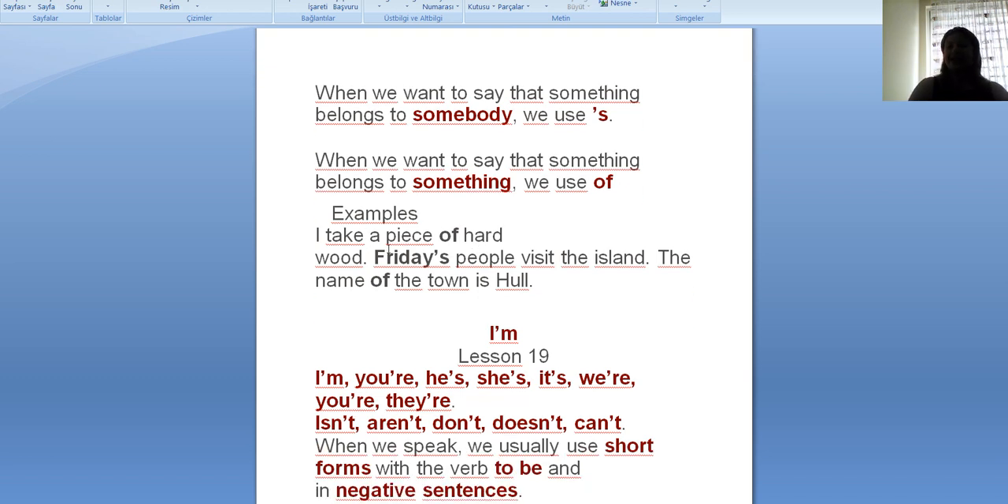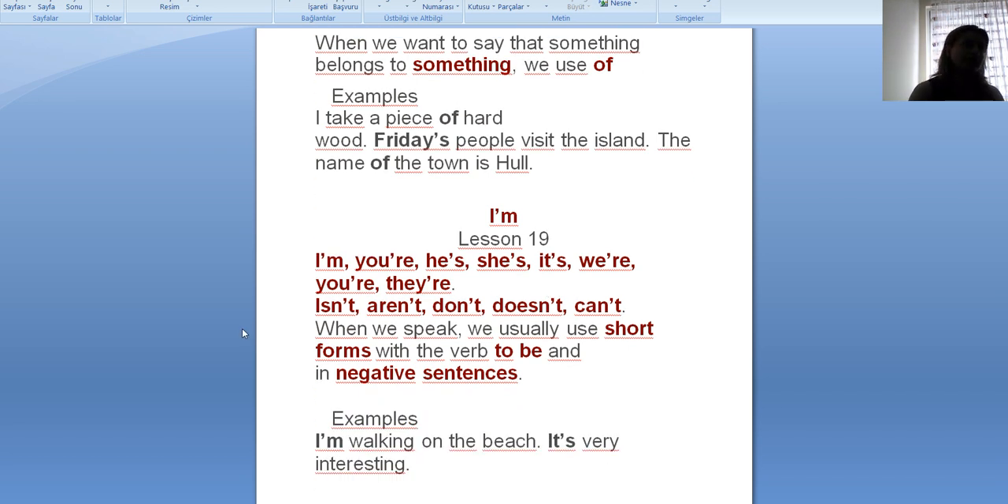Examples. I take a piece of heart. Fridays. People visit the island. Okay, that's good. But it's Fridays. This photo is told about the captain, I think. Fridays, those who go to the island stay. It said Fridays people visit the islands. The name of the town is Hale. We can say, for example, on Fridays. On Fridays, the people visit the Moscow of Turkey because they are special days. That's right.